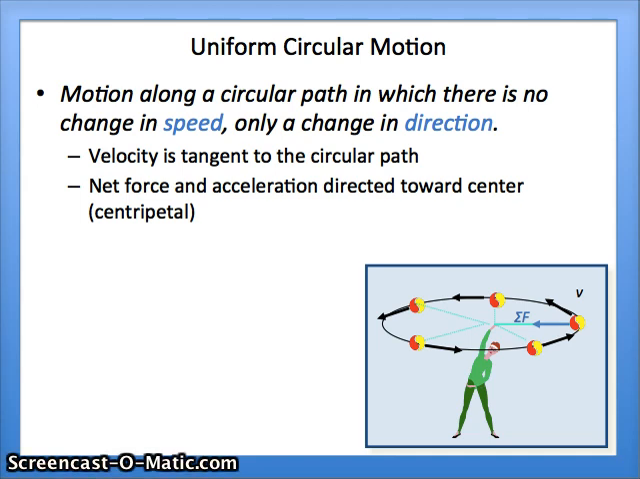Sounds very specialized, but it turns out that there are many situations where motion does follow this constant speed along a circle pattern, or it comes very close to it. And so it is a worthwhile discussion.